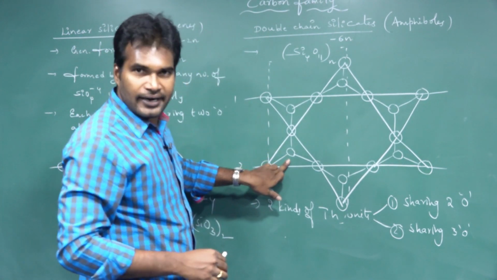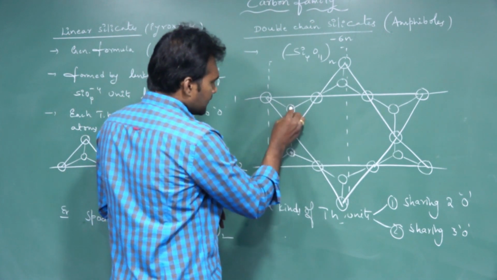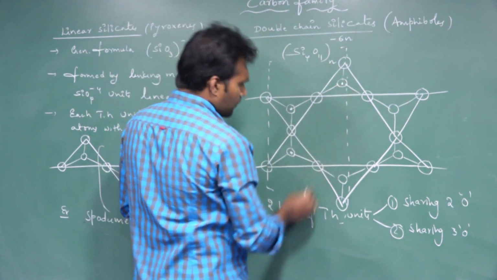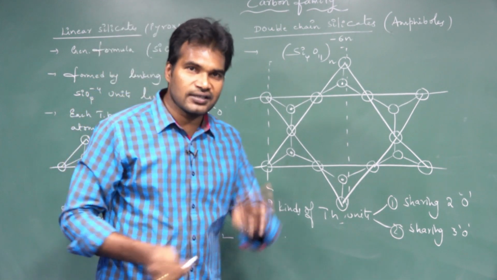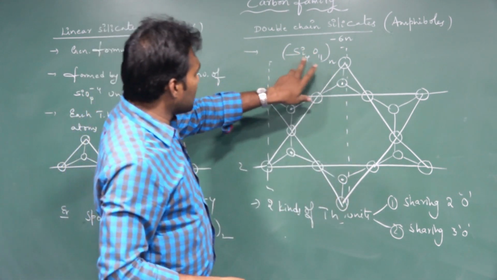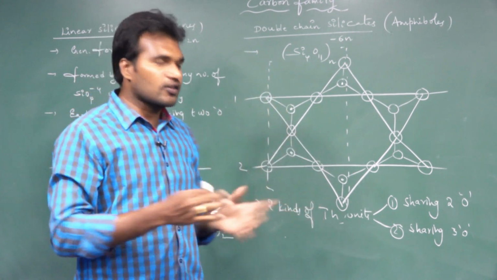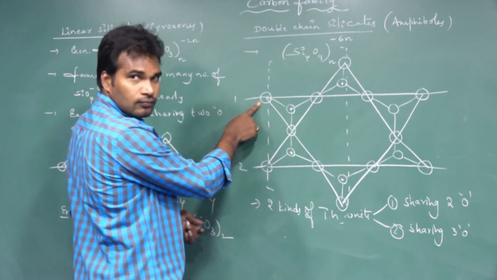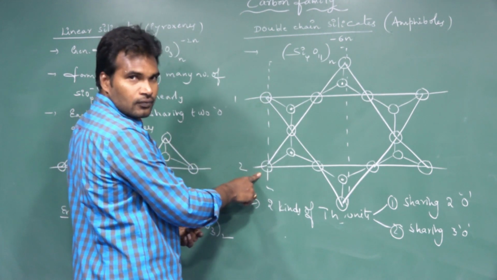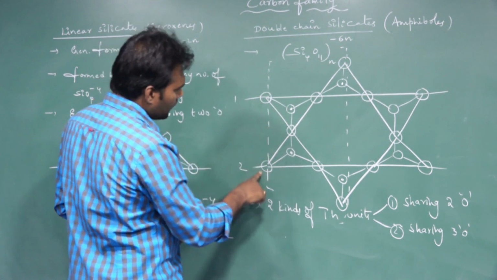So here one silicon atom, here second one, here third one, and here fourth one. Right? Total how many silicon atoms are there? 4. So that is why Si4. Now count the number of oxygens. See, this is sharing, so half. This is also sharing, half. So here half, here half.